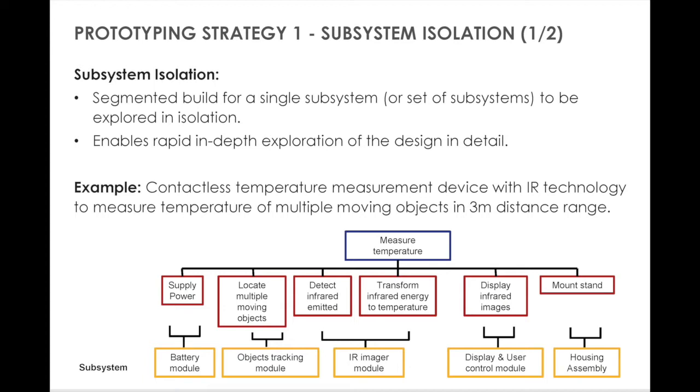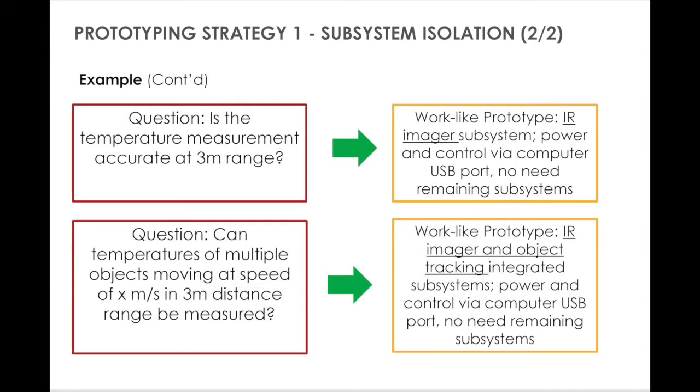As you can see, the device is made up of 6 key functions, as shown in the function tree itself. And of course, they are delivered by 5 subsystems, as shown below. Based on the 2 types of questions that we would like to ask, the approach will probably be slightly different.